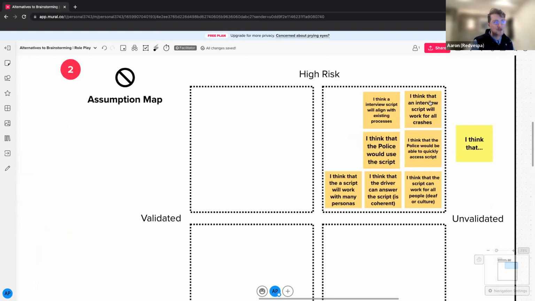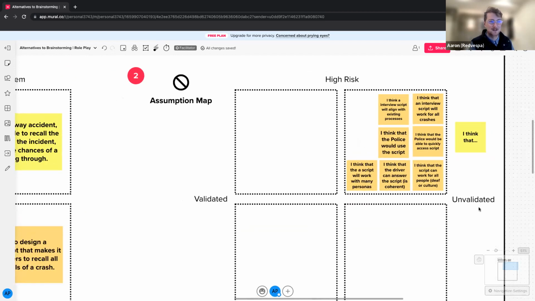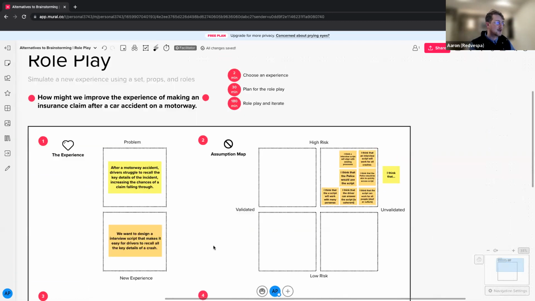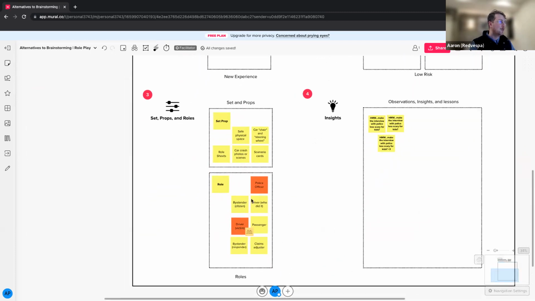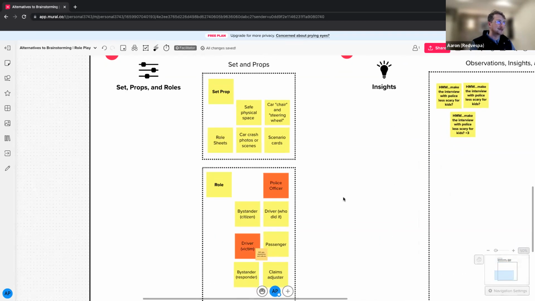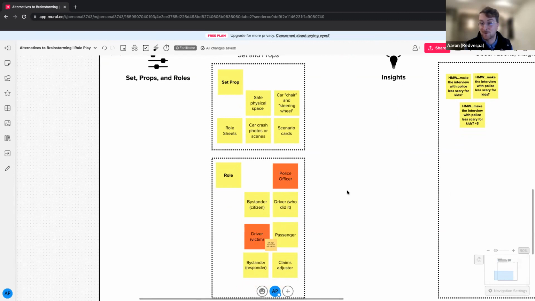By capturing all of these assumptions that are high risk and unvalidated, meaning we haven't tested them yet and have no evidence to back them up, when we think about our role play, we can target these specific assumptions. So we've got this list of risks, and now we're thinking, what would a set look like? What props would we have? What roles would we have?